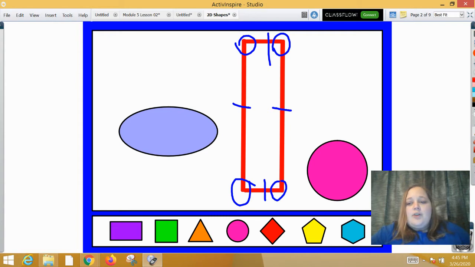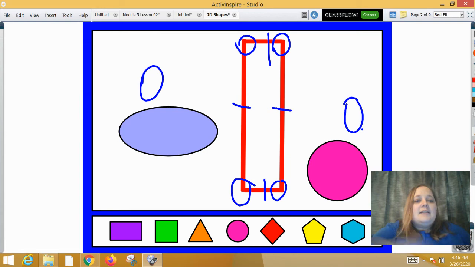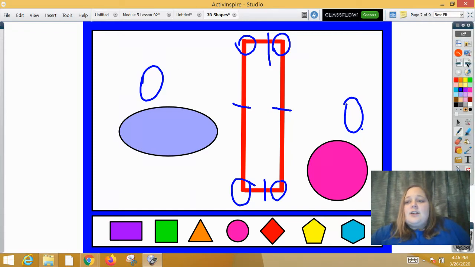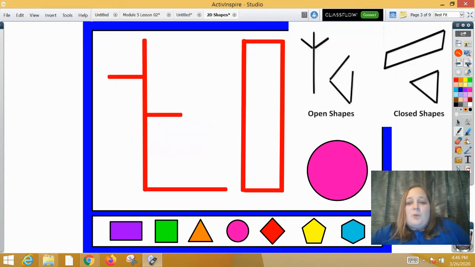This shape has no straight sides. This shape has no straight sides. So this has 0 straight sides and 0 corners. So we know that those shapes are called circles or ovals, but there's no straight sides and no straight corners. All right, let's look at our next one.